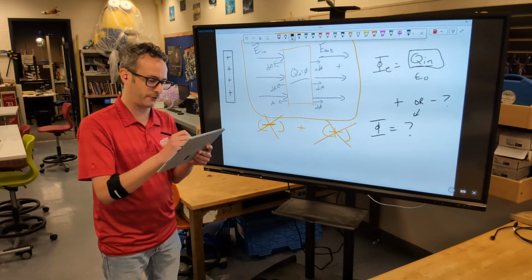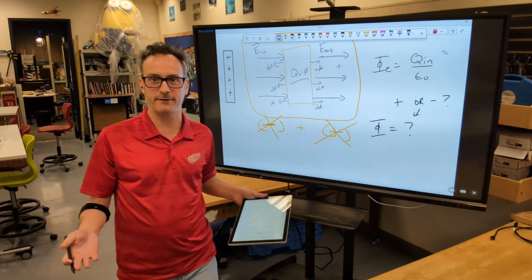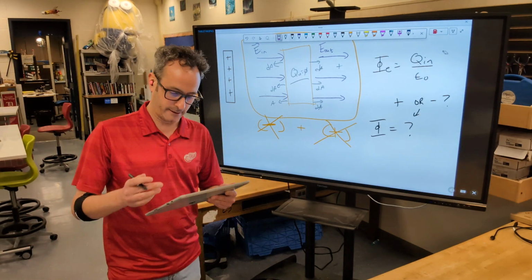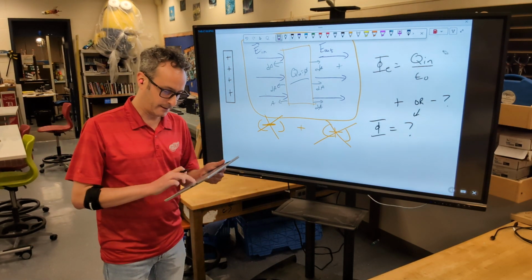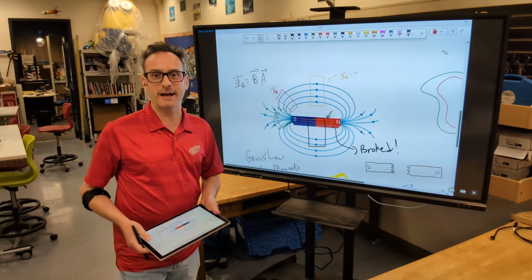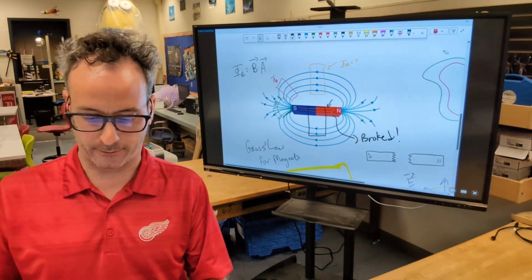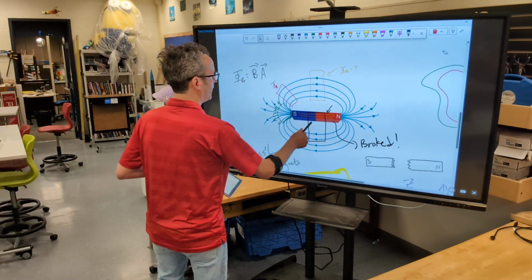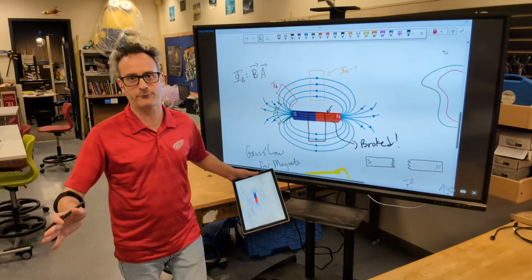Well, if there is no charge inside, it's not going to generate any flux. So yeah, that's the idea. Okay, so let's move right along. What about if we have a magnet? So that we see in a magnet, right? You got a north pole and a south pole, always with a magnet.